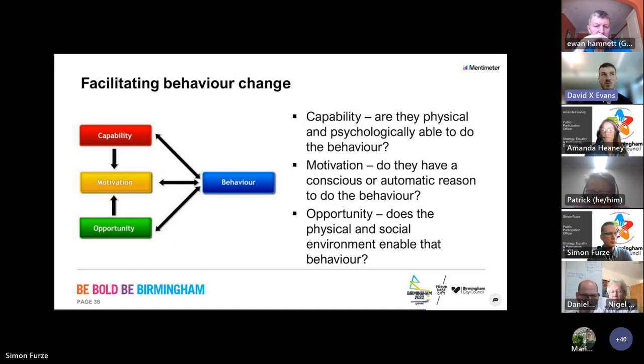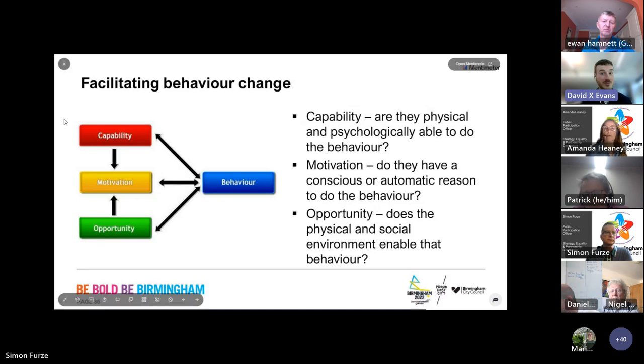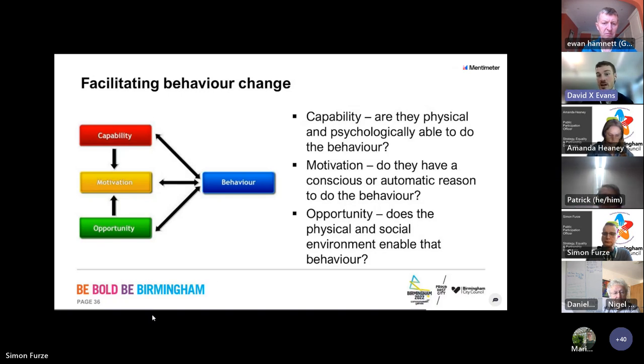So it's really easy to think about this probably in something like transport or diet. Let's say you wanted to eat more healthily, are you physically able to buy and cook healthy meals? It might be that you need recipes or support in knowing how to do that. Are you motivated? Do you think there's a benefit to doing that action? Is it something your friends are doing that makes you want to do it more? And does the physical and social environment enable that behavior? Are you able to get the ingredients you need to cook them, etc.? So that's one way of running through something you want to achieve and identifying what needs to be addressed to enable people to do that.